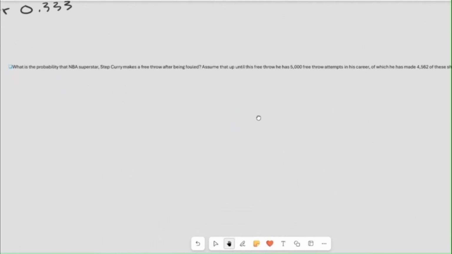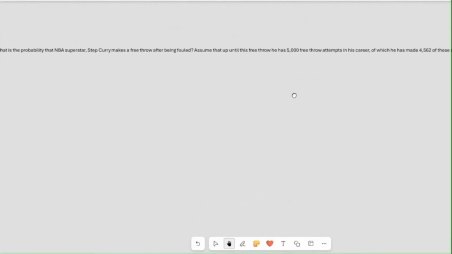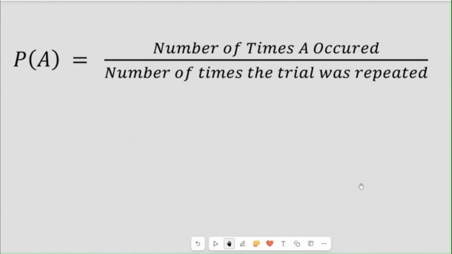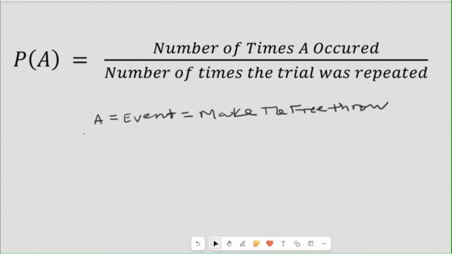Okay, let's get our problem statement down. Additionally, we'll get our expression for our relative frequency approximation down for reference. Just like in the classical approach, we'll start by defining our event. And in this case, our event is making the free throw. Therefore, what we can write is that the event A will be equal to making the free throw.